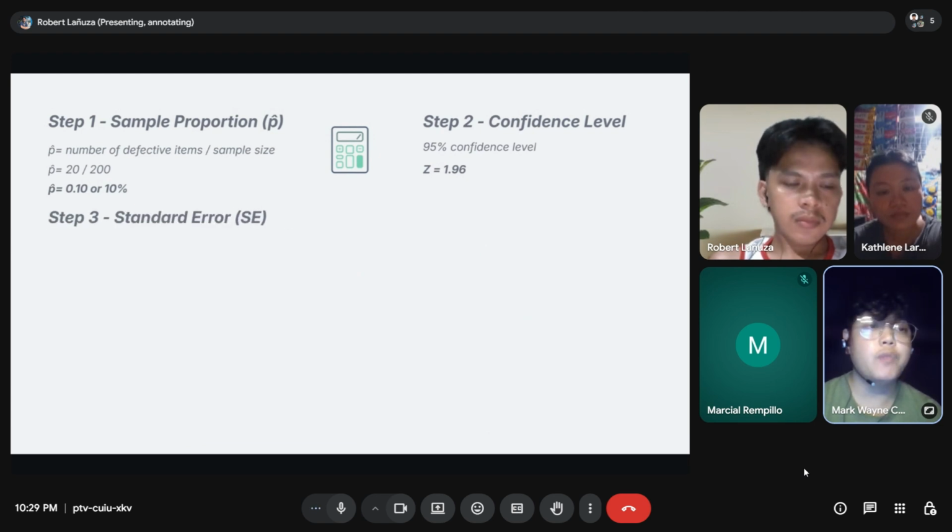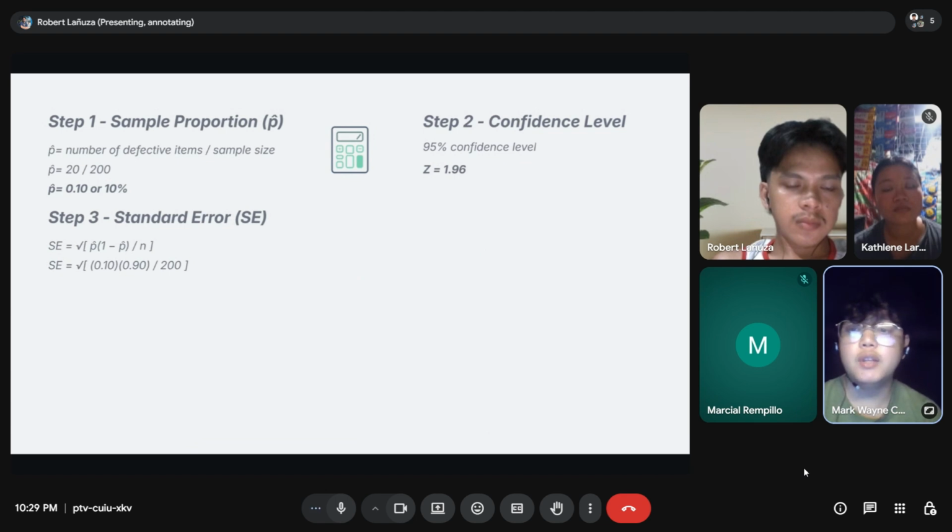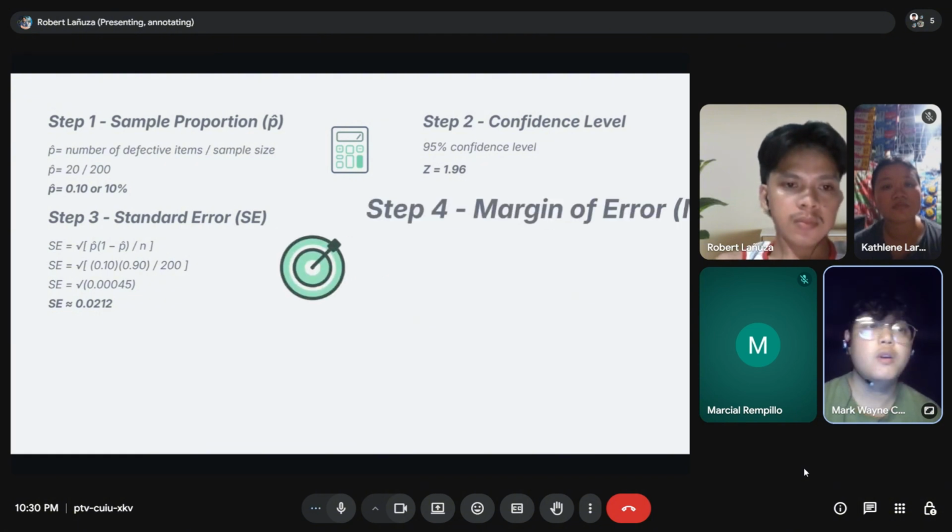Then moving on to the third step, we will compute the standard error. The formula for the standard error is the square root of the sample proportion times 1 minus the sample proportion, divided by the sample size. So substituting those values, 0.10 times 0.90 divided by 200, we will arrive at the answer of 0.00045. So the square root of 0.00045 is approximately equal to 0.0212.